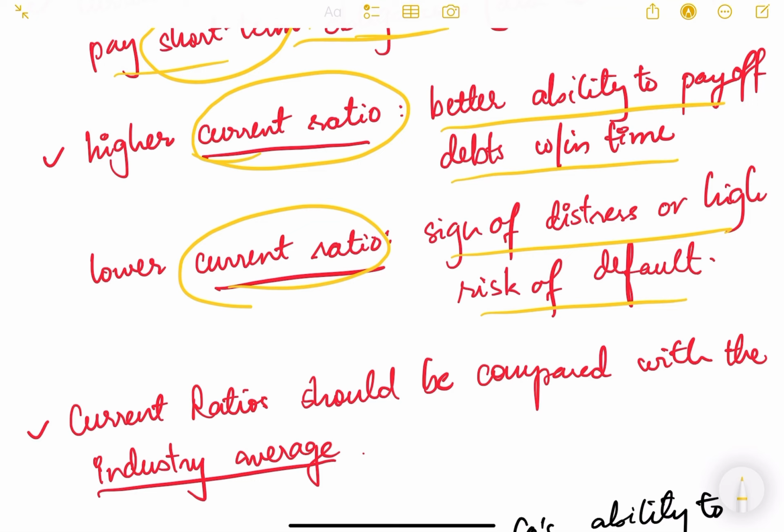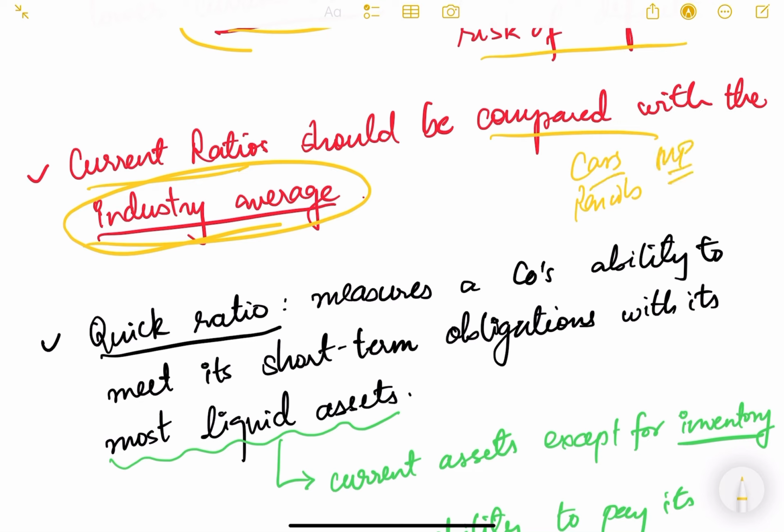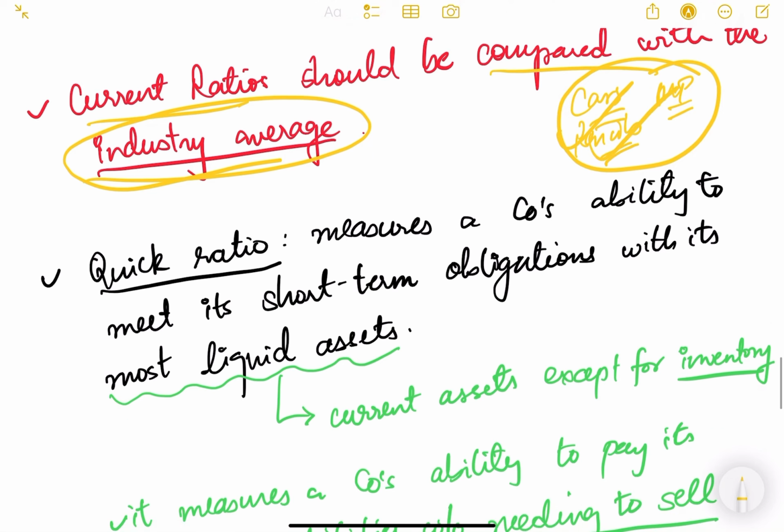For example, within next 1 year, you have to pay 800 crore rupees, but your current assets are only 700 crore rupees. So 100 crore rupees you are going to default. So that is what it indicates. Then current ratios should be compared with the industry average. Okay, again, see, you have to look at the particular industry. For example, cars, pencils, mobile phones. So you have to compare the current ratios of a company within a given sector. Okay, industry average you have to compare. So for different industries, there are different current ratios available, because some sectors they have more current assets, some sectors they have more current liabilities. It depends on the business.